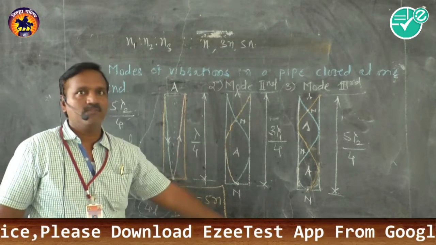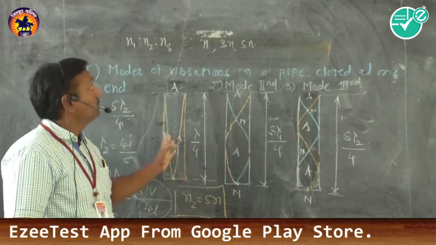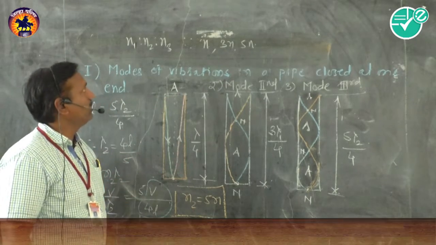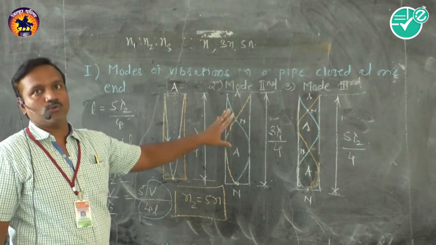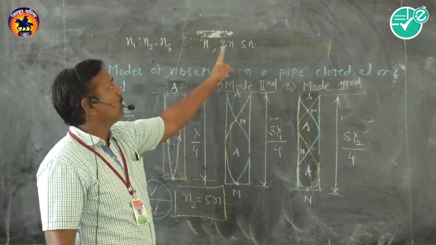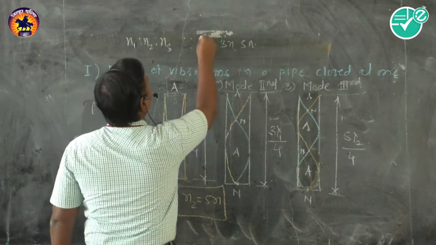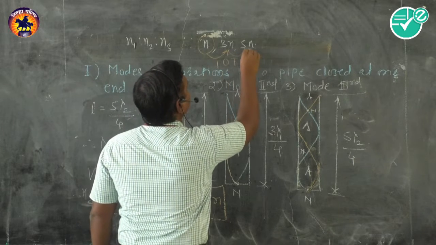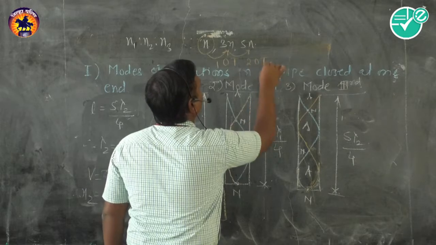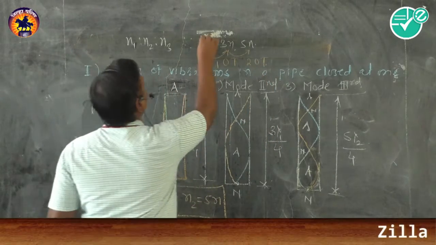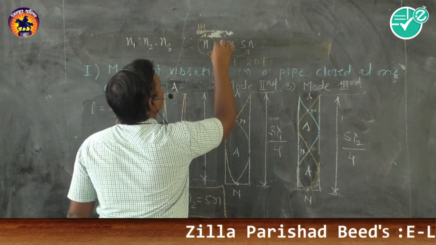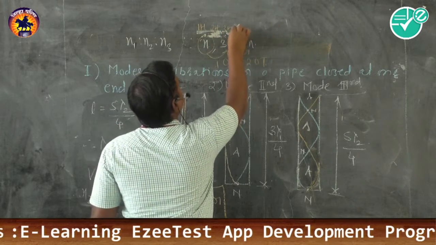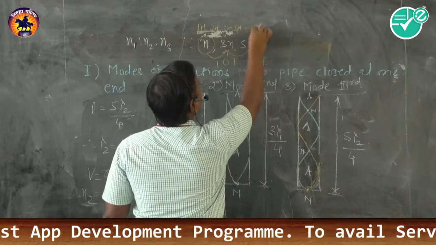The frequencies present within the air column are the harmonics, but the actual ones present within the column are the overtones. Therefore, the pipe closed at one end contains odd harmonics as overtones. This is the first frequency, the fundamental frequency. The next higher frequency is called overtone. This is the first overtone, the next frequency is the second overtone. But in case of harmonics, this is the first harmonic. 2N is not present, but that is the second harmonic. This is the third harmonic. 4N is not present, but still we count it. And this is the fifth harmonic.